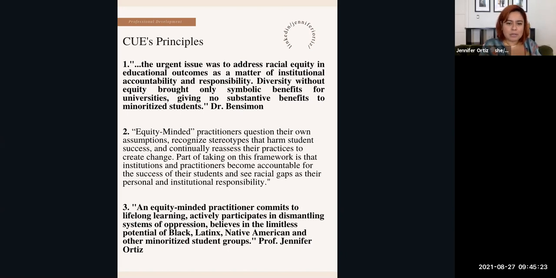And I feel like this particular quote, this definition of what it means to be an equity-minded practitioner, reminds me that I'm not going to have all the right answers. Sometimes I'm going to make mistakes. Sometimes I'm going to roll out an assignment or a piece of curriculum that is not effective. But I am responsible for looking at this and thinking about how I can make a change and not continuing to perpetuate maybe a practice that disproportionately impacts minoritized students.